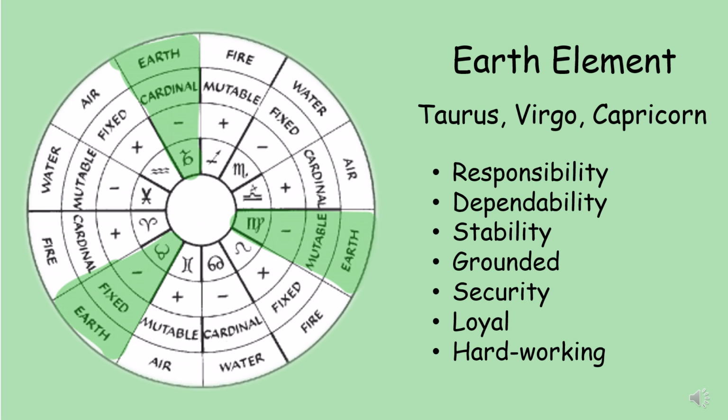The second astrological element is that of Earth. The 3 Earth signs are Taurus, Virgo, and Capricorn. Some of the characteristics of Earth is that they tend to be responsible and dependable. They're stable and grounded. They like to have 2 feet both on the ground and tend to gravitate towards situations that they believe will bring them security. They tend to be loyal and hardworking.